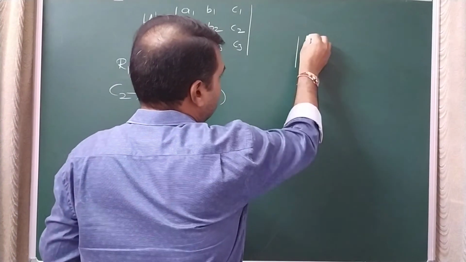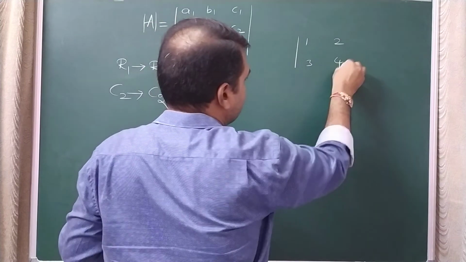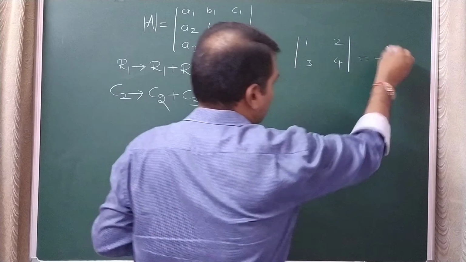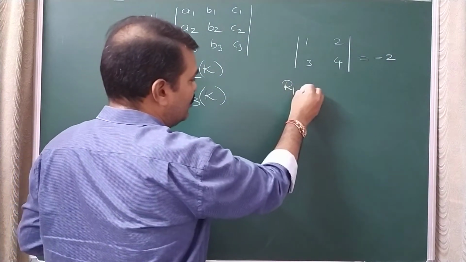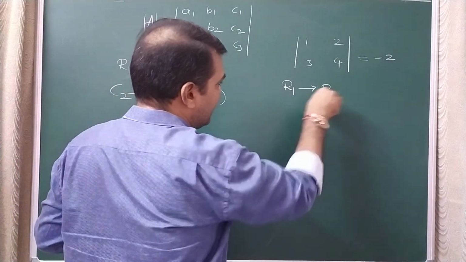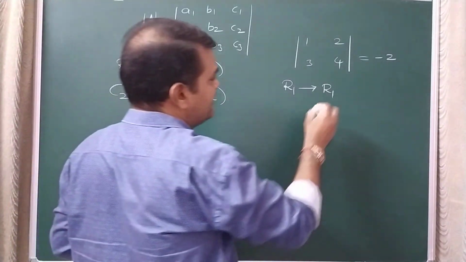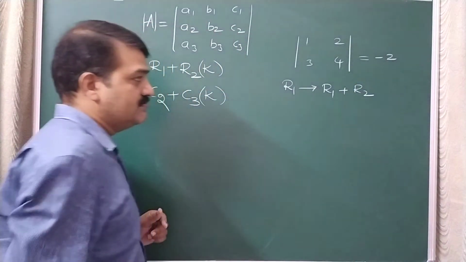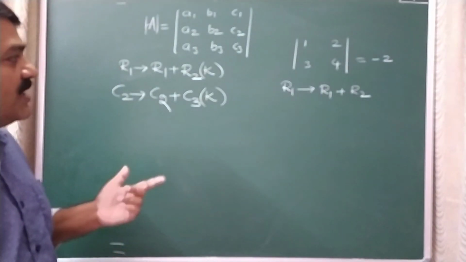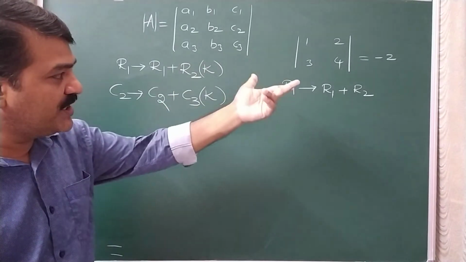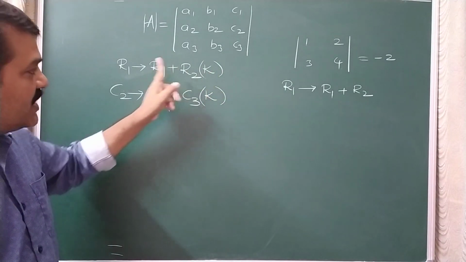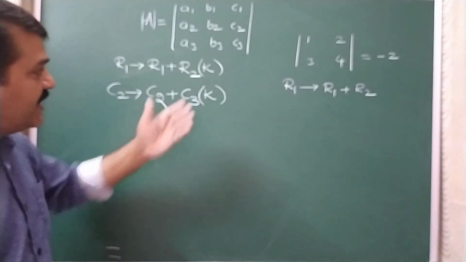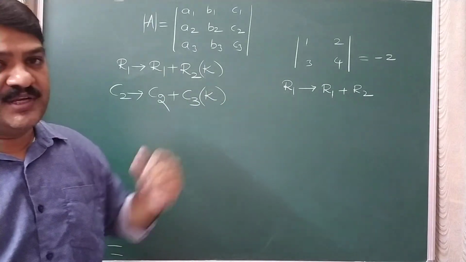Okay, I will show you a simple example. I will take it like this. What is the determinant value here? 4 minus 6 means minus 2. Okay, I will do R1 replaced as R1 plus R2. Okay, that means what I am doing? In place of k I am putting 1, you can see here. R1 plus k into R2 you can take, no, I am taking k as 1. K as 1 means R1 plus R2 only we are doing, no?